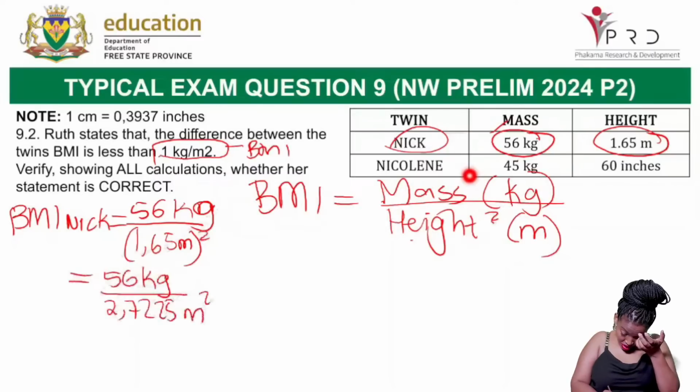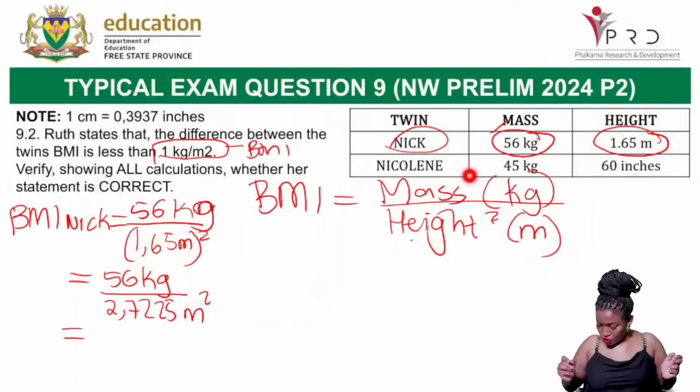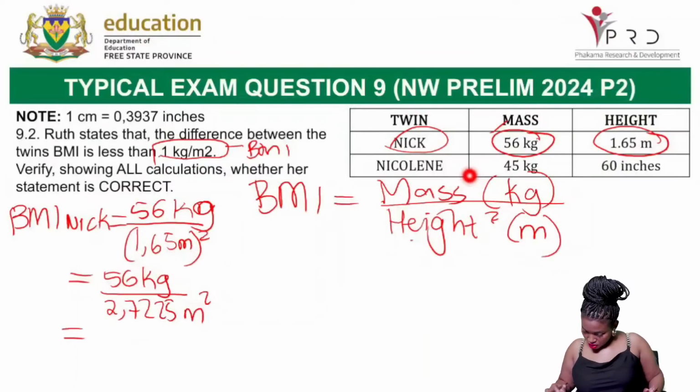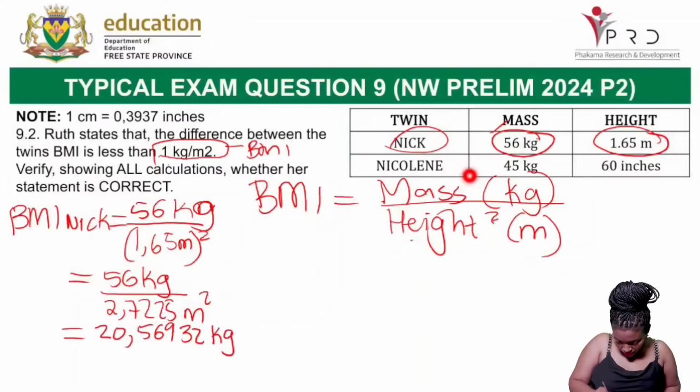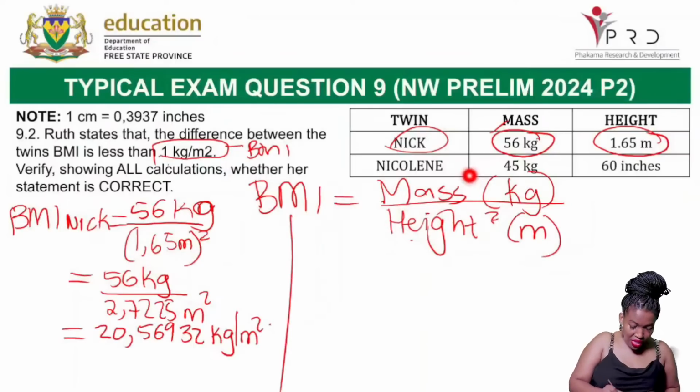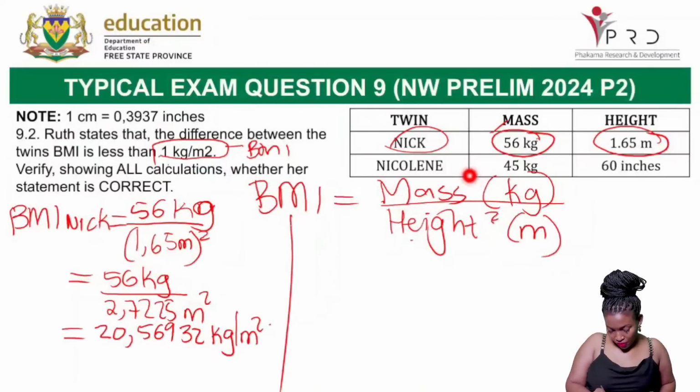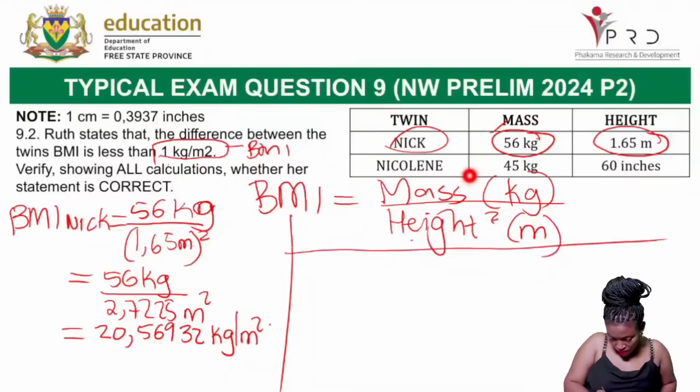2.725 meters squared. So then we'll say 56 kilograms divided by 2.725. I am getting 20.56932. The unit is kilogram per meter squared. So this is the BMI for who? For Nick. Let us check the BMI for Nicolene.